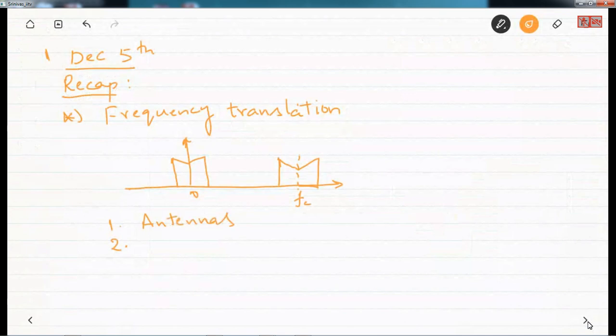The second one was multiplexing, because all of the message signals may occupy the same band. Say the speech signal 0.3 kilohertz to 3.4 kilohertz, or audio signal 50 hertz to 10 kilohertz, and it's difficult to differentiate them if all of them transmit in the same band. So multiplexing is: we translate different user signals to different regions in the spectrum and then transmit them. This is called frequency division multiplexing.